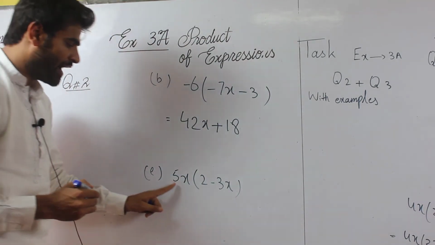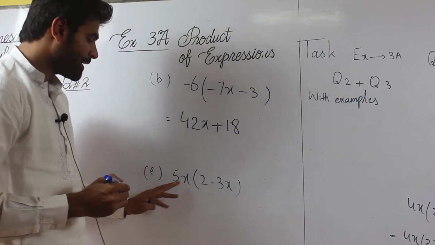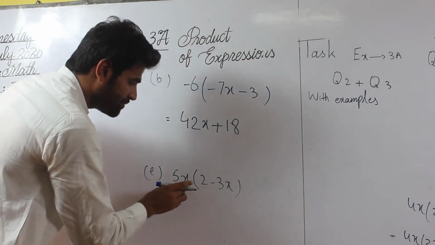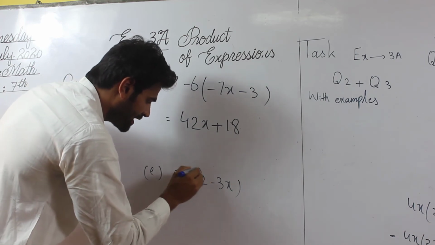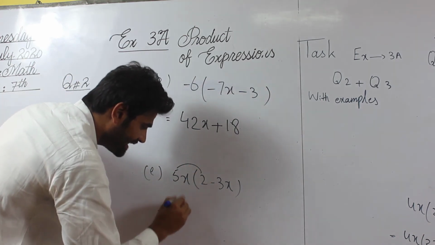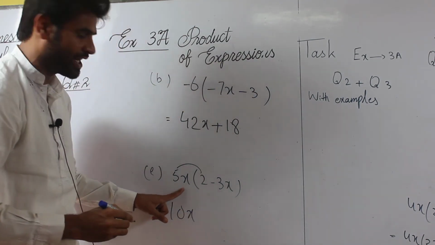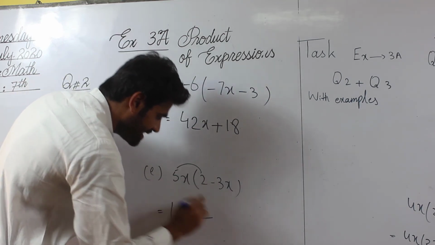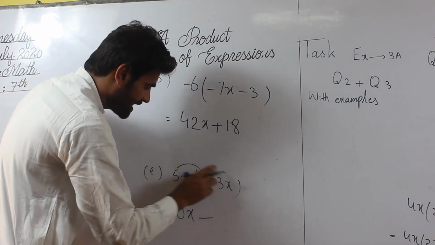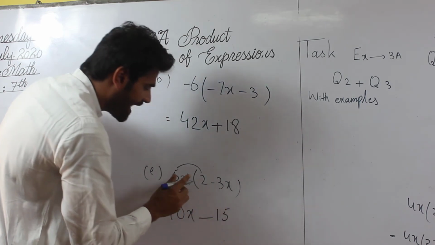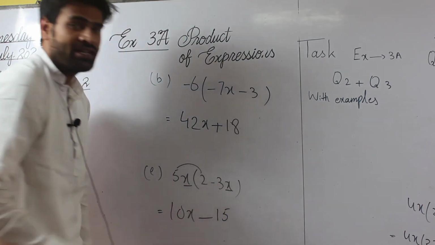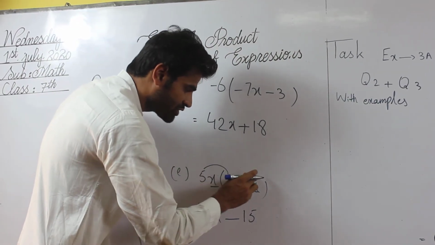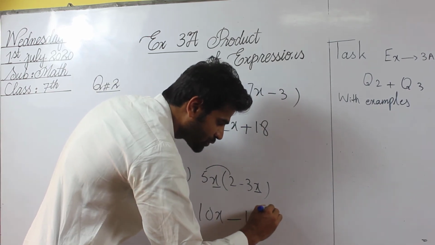Second part, E part, 5x into 2 minus 3x. We multiply 5x by 2 minus 3x. So first 5x multiplied with 2. First multiply their coefficients, 5 2s are 10. Then write the variable as it is because we have only one variable. Then positive and minus sign, plus minus minus. Then again first multiply their coefficients, 5 3s are 15. Now we have the same variables x and x. And when we have the same variables, we add their powers. Its power is 1 and also power 1. So 1 plus 1, 2.